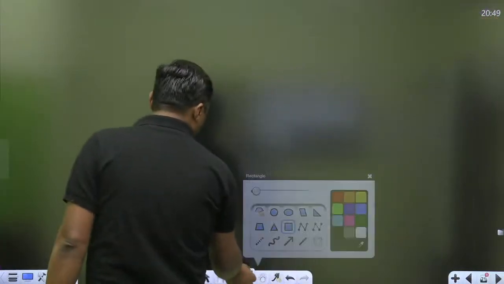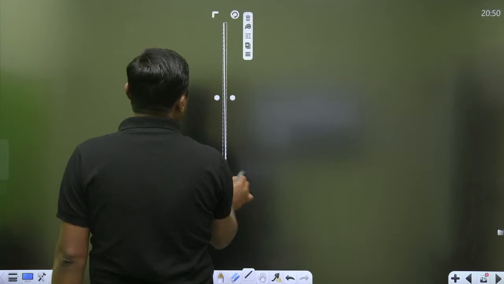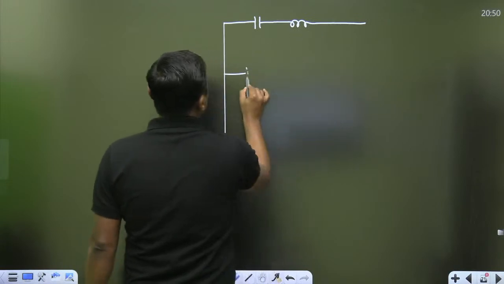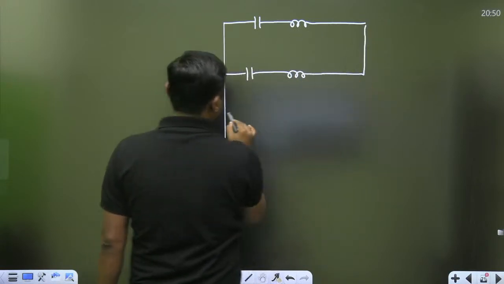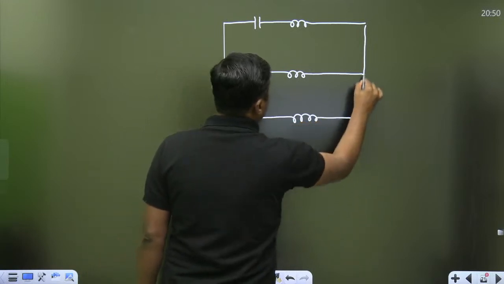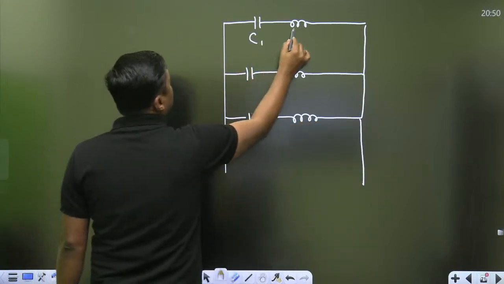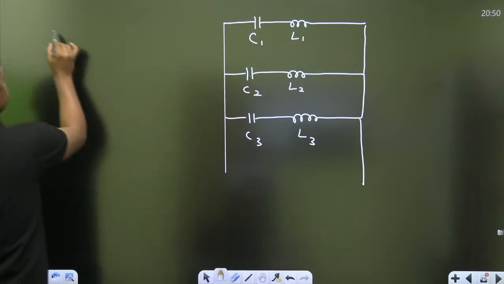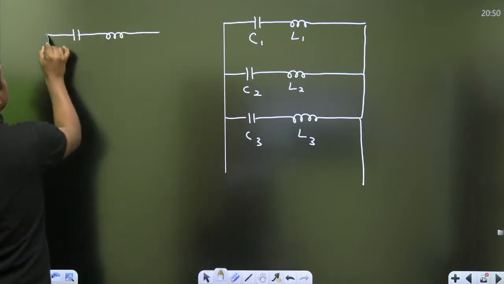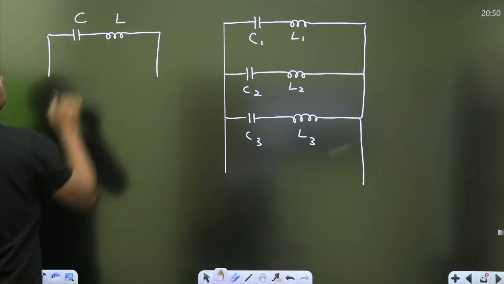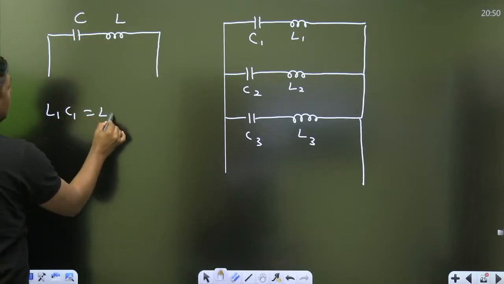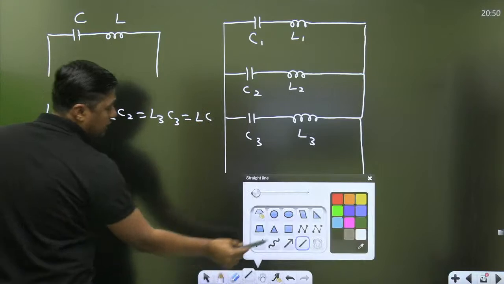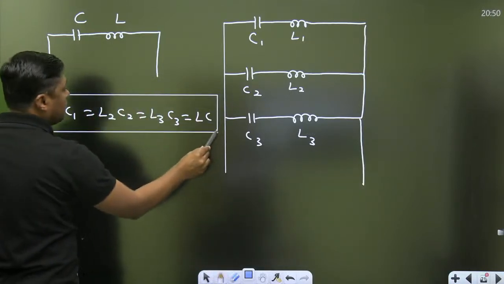Normally this type of question is very lengthy, but don't get confused. Always remember, if that is the question again, let this be C1 L1, C2 L2, C3 L3. Same question. So remember this: L1C1 is equal to L2C2 is equal to L3C3 is equal to LC. That is the general condition, and then the values will be given.